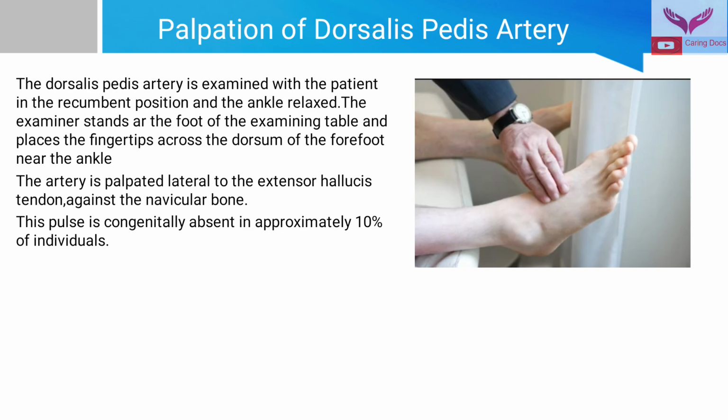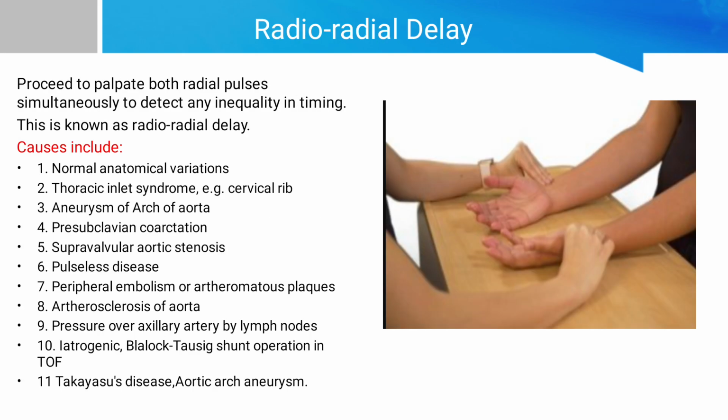How do we feel or palpate the dorsalis pedis artery? The dorsalis pedis artery is examined with the patient in the recumbent position and the ankle relaxed. The examiner stands at the foot of the examining table and places the fingertips across the dorsum of the forefoot near the ankle. The artery is palpated lateral to the extensor hallucis tendon against the navicular bone. This pulse is congenitally absent in approximately 10% of individuals.